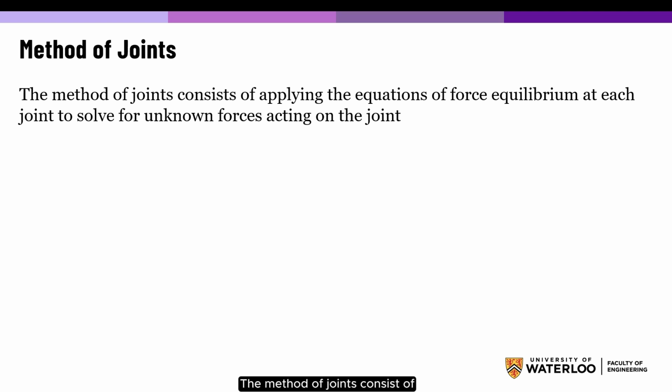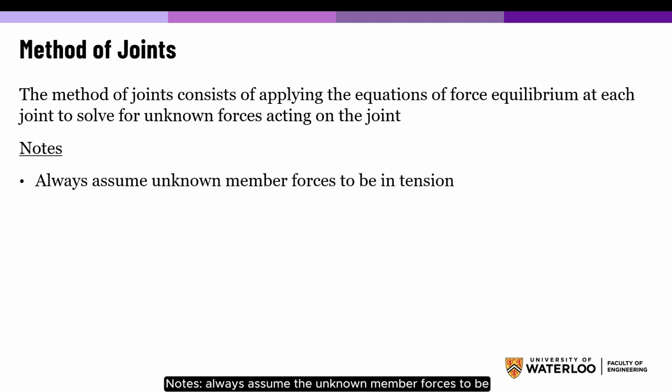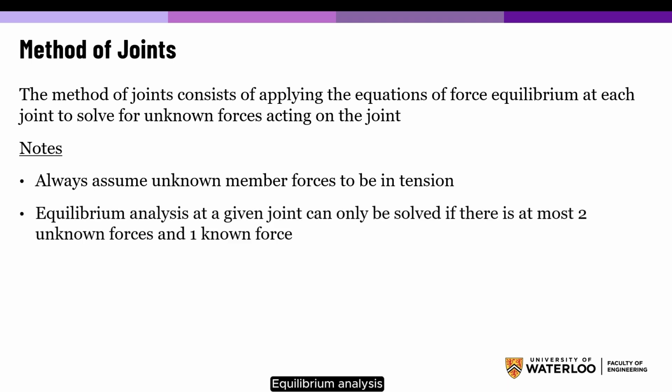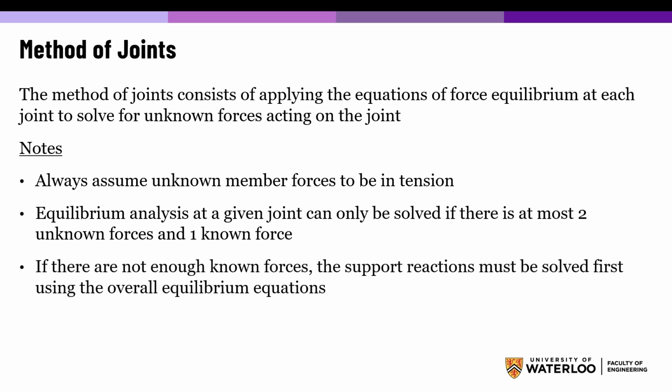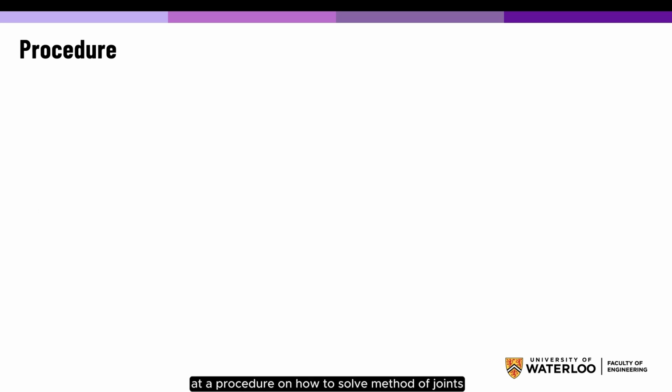The method of joints consists of applying the equations of force equilibrium at each joint to solve for unknown forces acting on the joint. Notes: always assume the unknown member forces to be in tension. Equilibrium analysis at a given joint can only be solved if there are at most two unknown forces and one known force. If there are not enough known forces, the support reactions must be solved first using the overall equilibrium equation. Let's take a look at a procedure on how to solve method of joints problems.